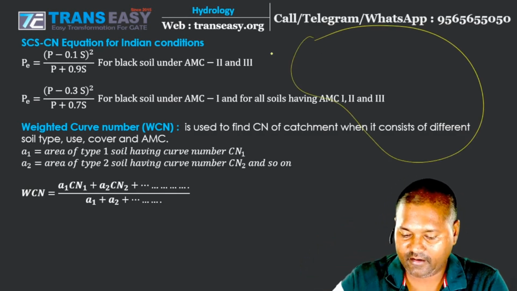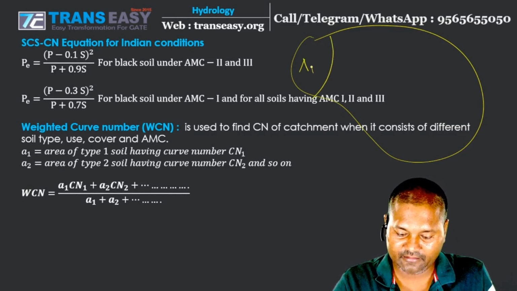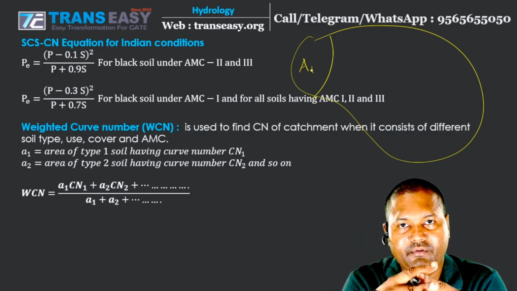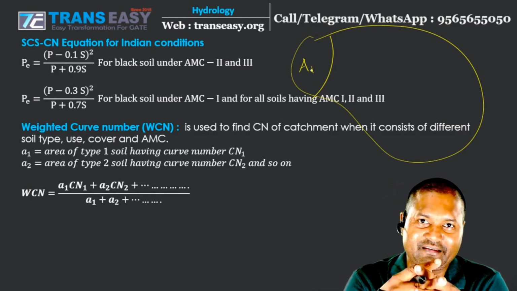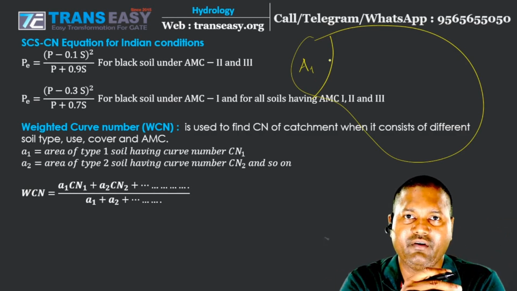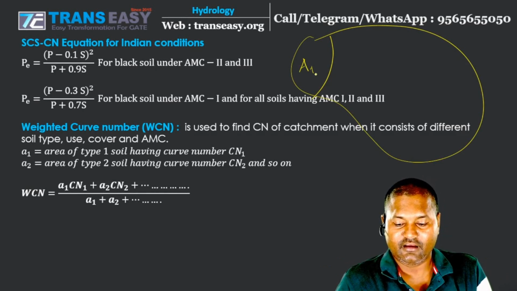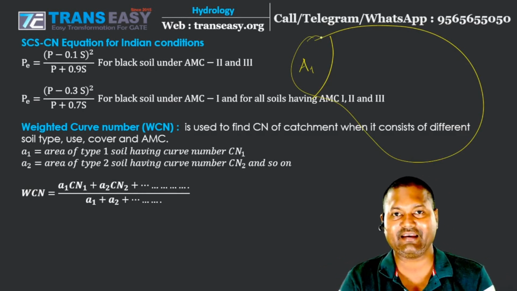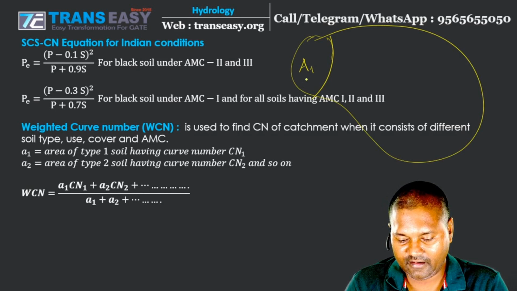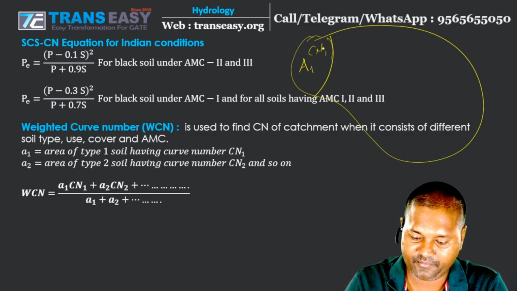Dear students, here we have a catchment. Suppose this area A1 has different soil type, land use, cover, AMC condition. So it has different curve number. Curve number is representative of excess runoff or infiltration. Okay. So due to different characteristic of this sub catchment, it has different curve number. Suppose its curve number is CN1.